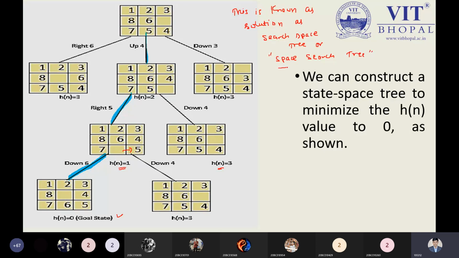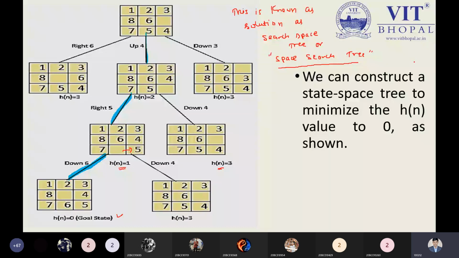So in the exam time, if I ask the question, the problem is given and draw the space search tree to minimize the heuristic function value, then you have to draw all the possible states. In one page you're not able to solve this problem, so you can use multiple pages, but you have to work at a high speed because it will take much time to draw the different blocks again and again. So keep in mind all the points. So this is our solution.